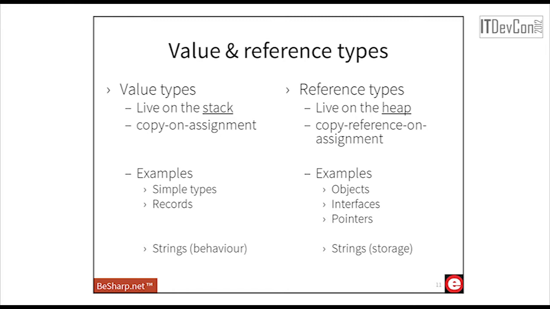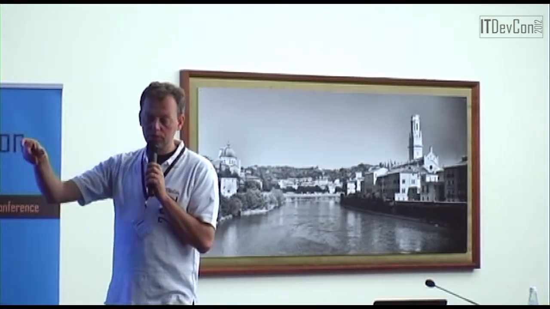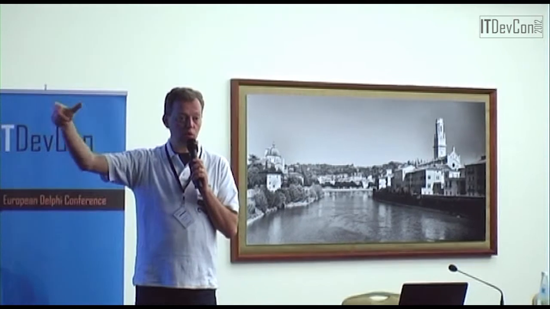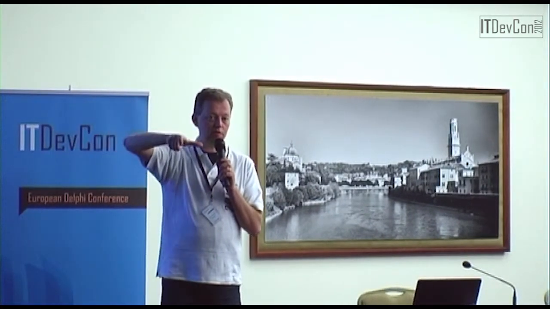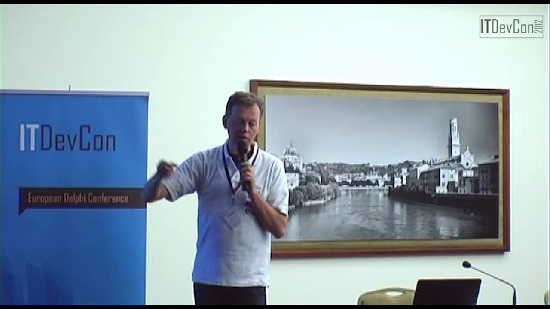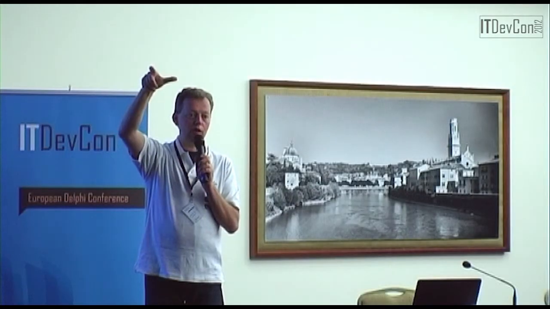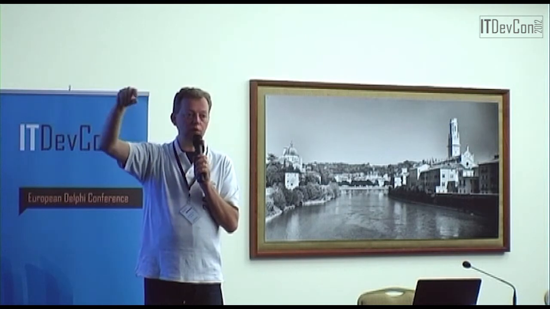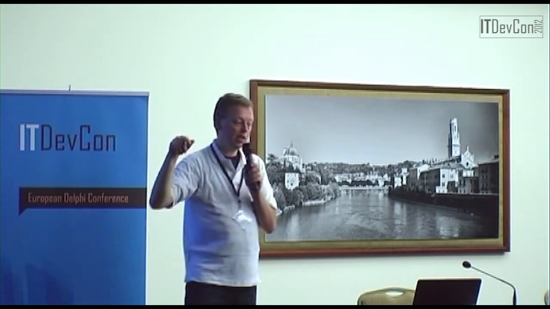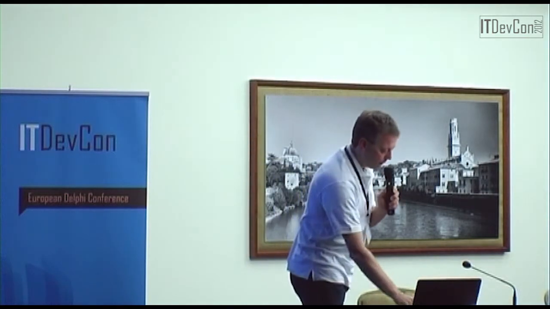Value types usually live on the stack, and reference types usually live on the heap. When you assign a value from a value type, the whole value is being copied into the destination. And for copying a reference type, only the reference is copied. So when you have two variables having a reference to the same memory area, they share the value. So when you change the value, both of them will change. That's the most important thing to remember.